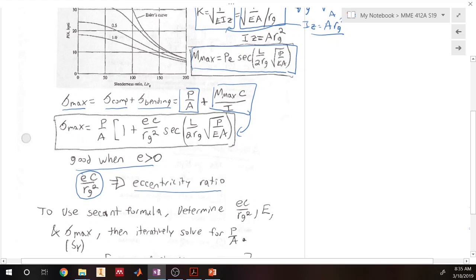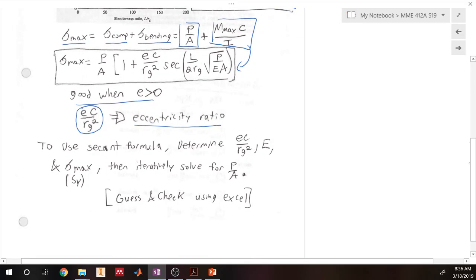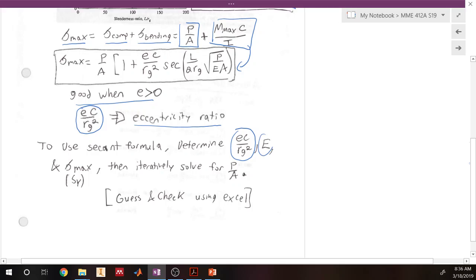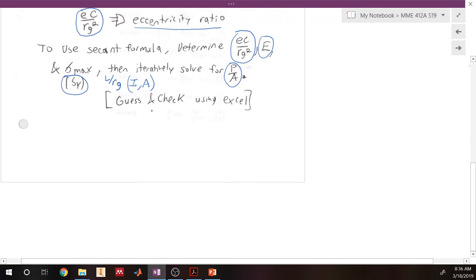So to use the secant formula, we first need to determine this eccentricity ratio, Young's modulus of the material, the yield strength of the material, and also the slenderness ratio, L over rg. So we need things like I and A to get that as well. And we need to solve for P over A iteratively. So what you basically would do is guess and check using Excel.